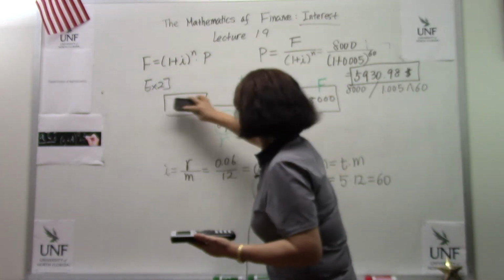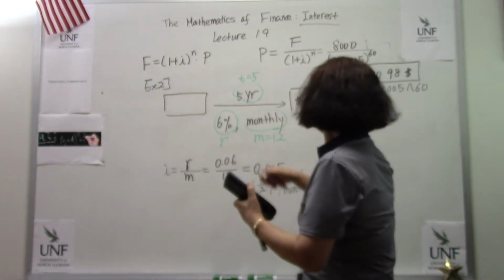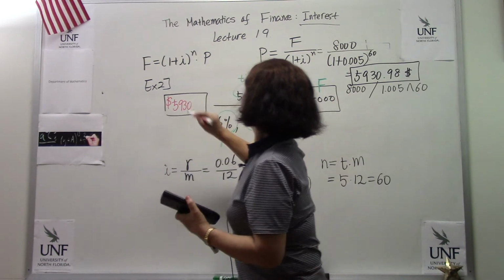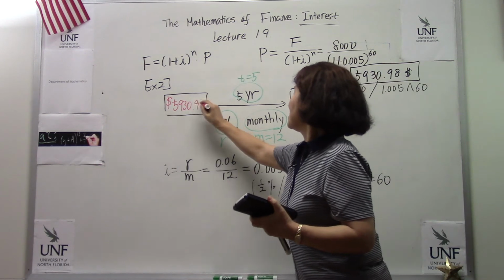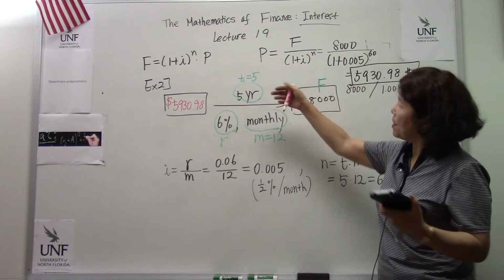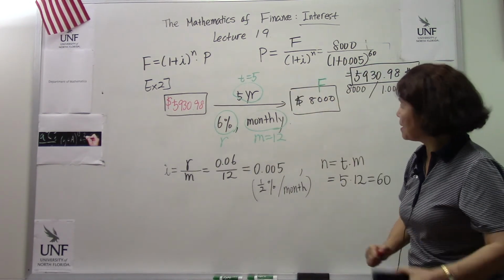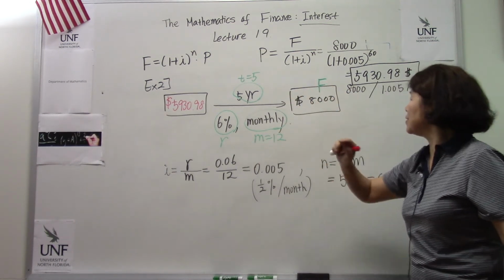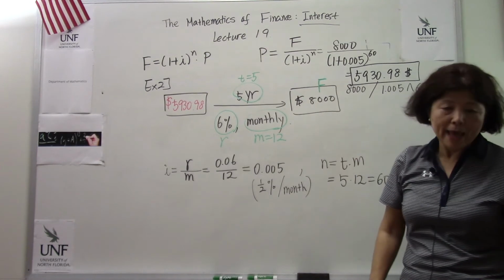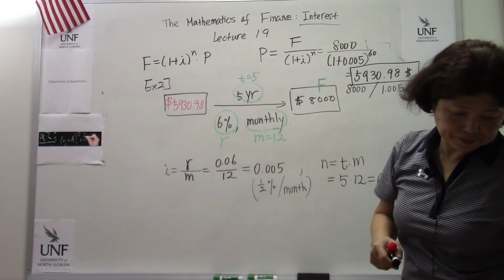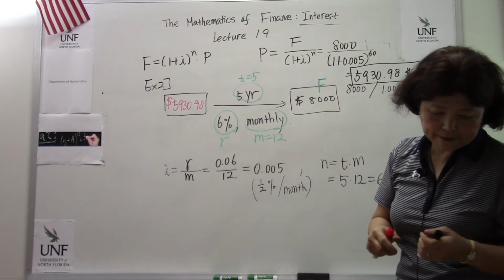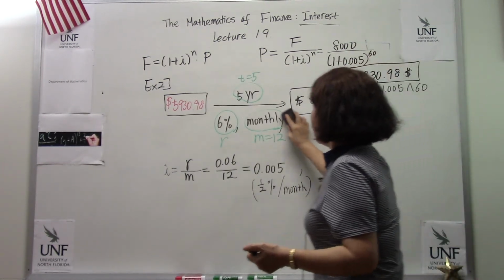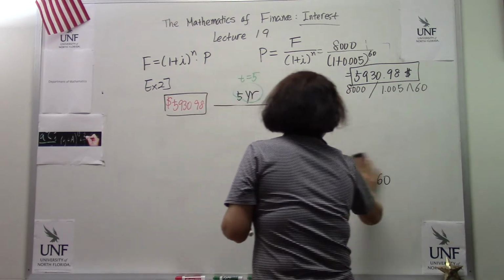So now the mystery is over. How much do you have to put in there in the beginning? If you put $5,930.98 and leave the money in the bank for 5 years, under this condition the money will grow to $8,000. I didn't ask this in the problem, but I'm going to add this part.